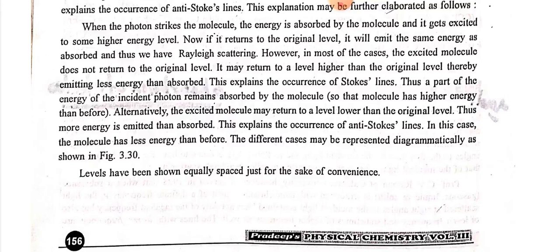Thus, part of the energy of the incident photon remains absorbed by the molecule so that the molecule has a higher energy than before. Alternatively, the excited molecule may return to a level lower than the original level. Thus, more energy is emitted than absorbed. This explains the occurrence of anti-Stokes lines. In this case, the molecule has a lesser energy than before. The different cases may be represented diagrammatically as shown in figure 3.30. Levels have been shown equally spaced just for the convenience of drawing.